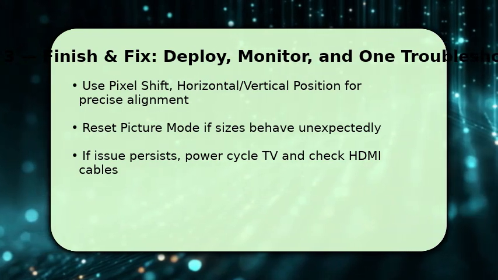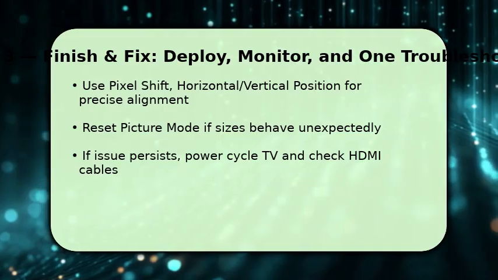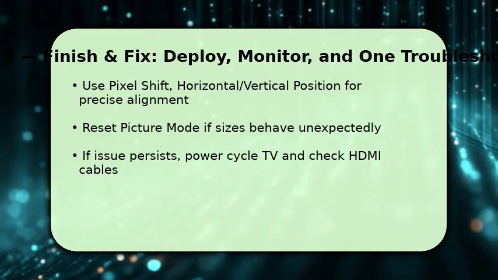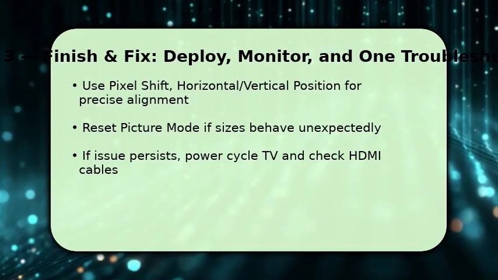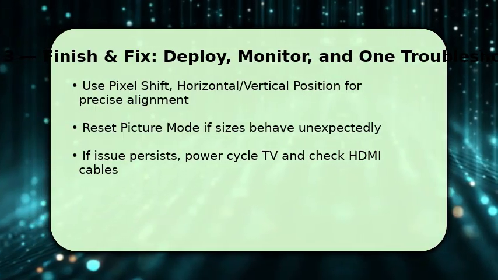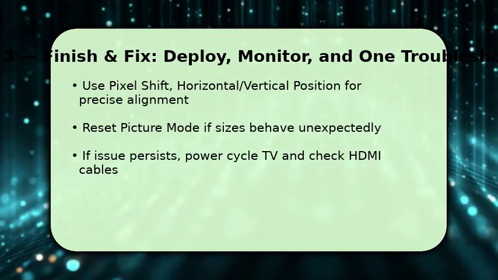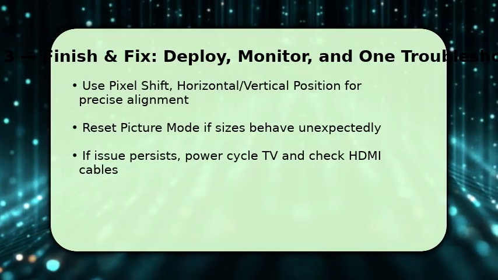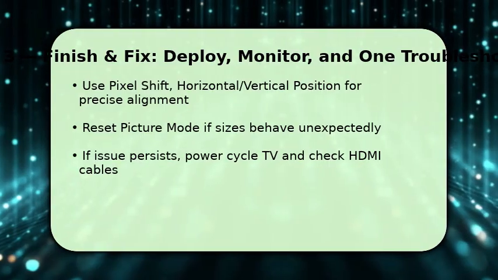If sizes act oddly, reset picture mode to default so corrupt settings don't persist. If problems remain, power cycle the TV and disconnect or reseat HDMI cables. A loose cable often causes wrong resolutions. If that still fails, note the model and contact Sharp support for firmware help.